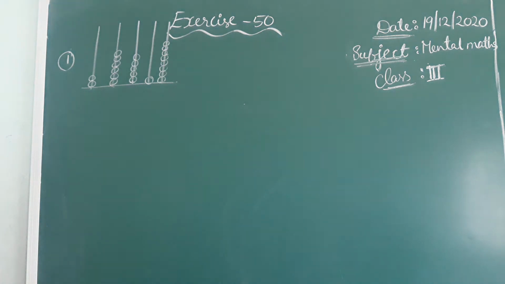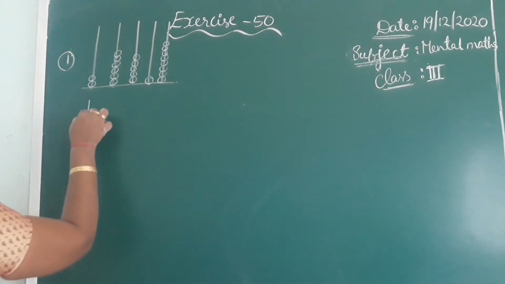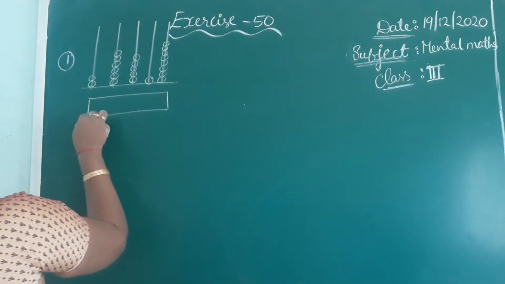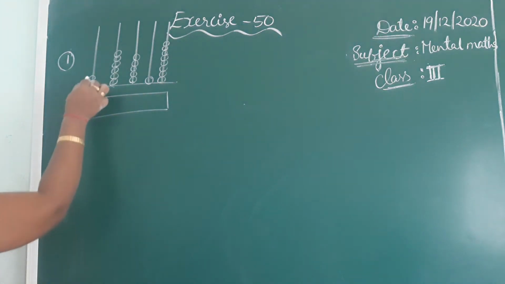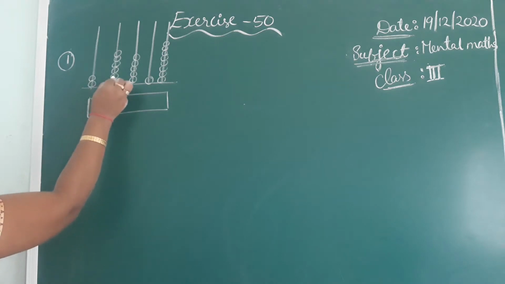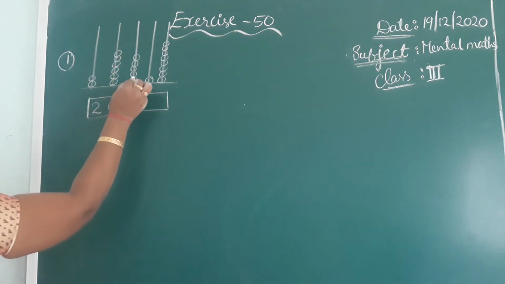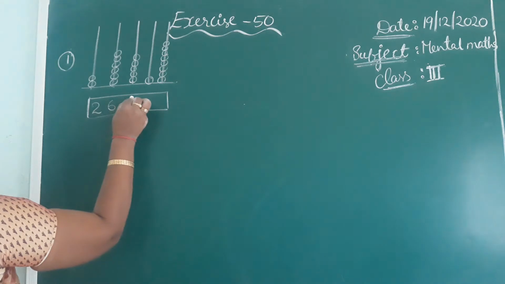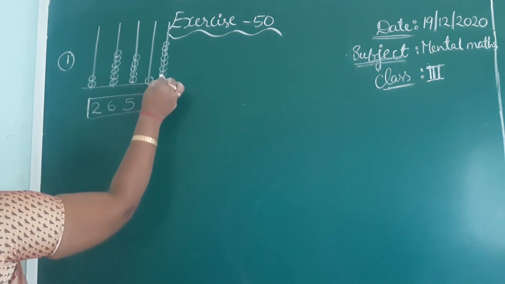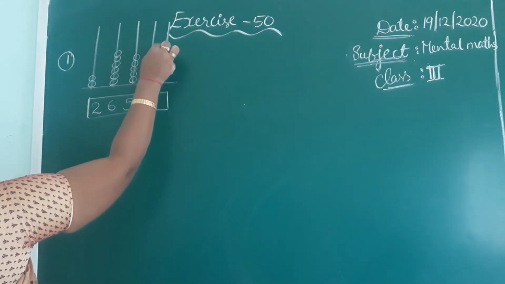Here they ask us to write the numeral. They have only given the abacus. The abacus contains some spokes and beads. Basing on that, we can write the numeral. What is the numeral here? Count the beads and then place it. First 2 beads. Next 6 beads. Next 1, 2, 3, 4, 5 beads. Here 1 bead and here 1, 2, 3, 4, 5, 6, 7, 8 beads.